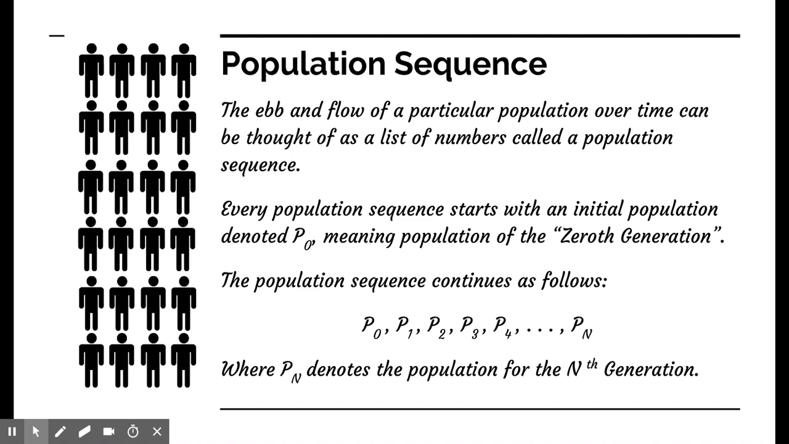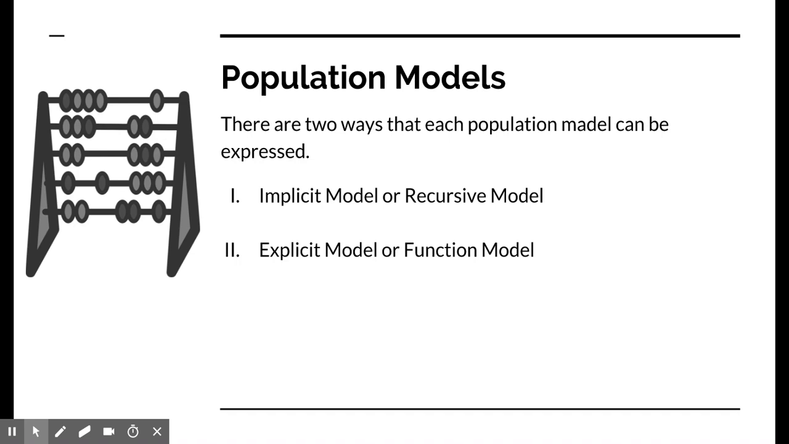We will represent our populations using sequences. Sequences are lists of numbers. So at the bottom of the screen, we see P0 is the population at time 0, also known as the initial population. P1 is the population after one generation. P2 is the population after 2 generations of growth, and so on. Pn represents the population after n generations of growth or decline. The types of models we will be using are implicit, which uses recursion to calculate the populations, or explicit, which uses functions to calculate the populations.